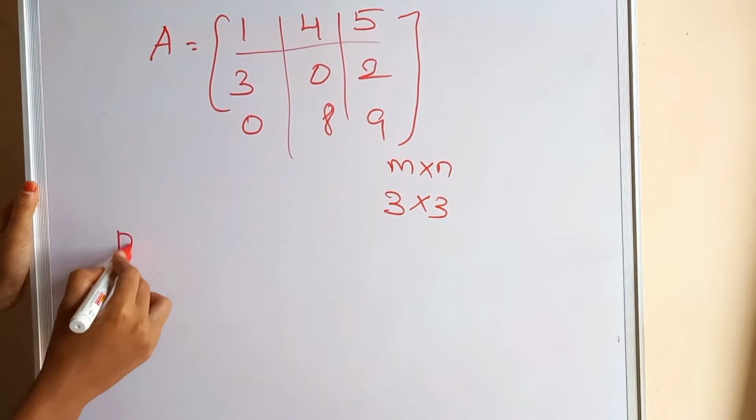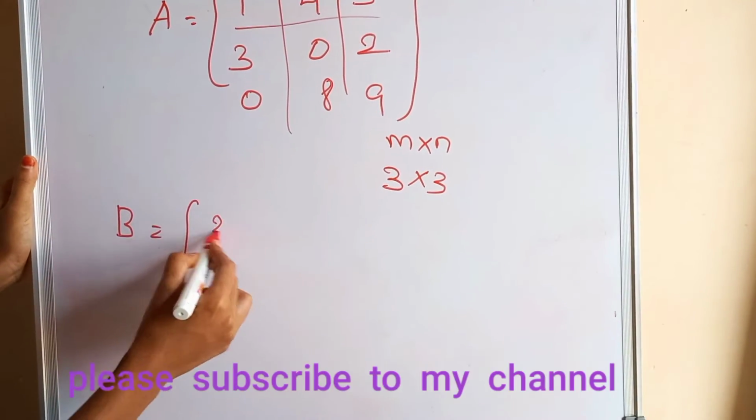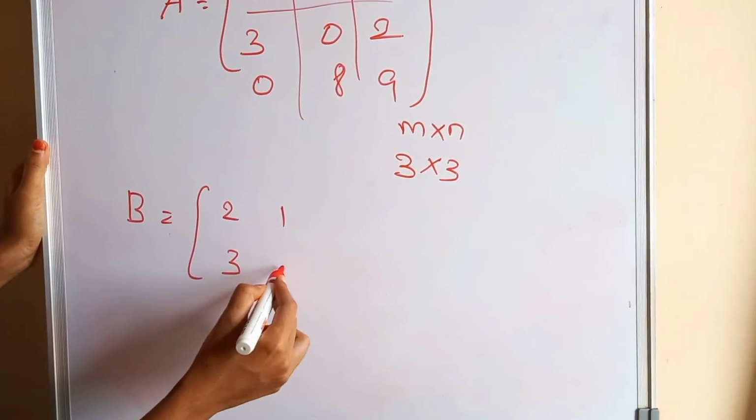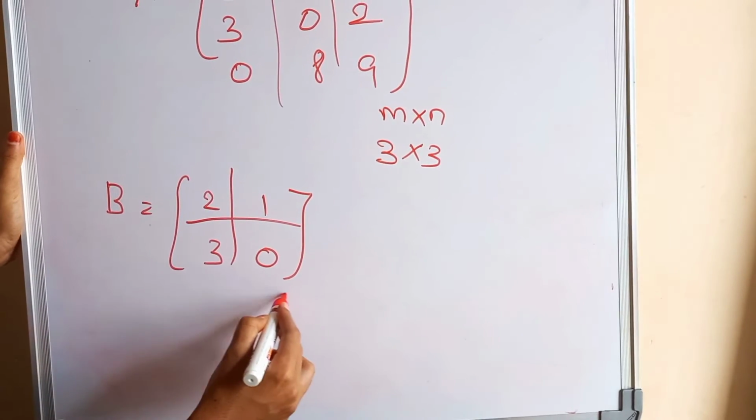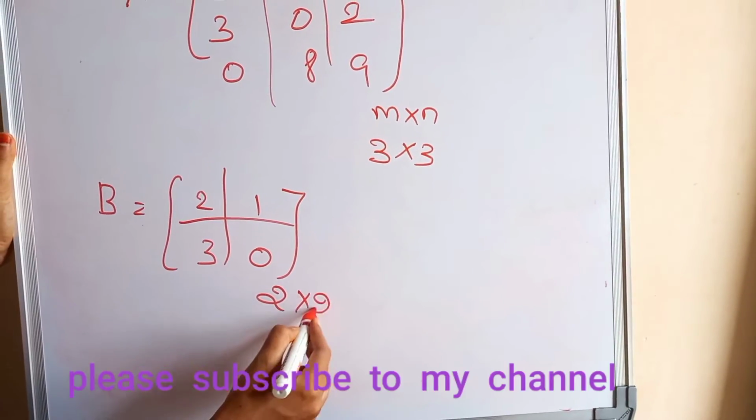Let us see another example. 2, 1, 3, 0. It contains 2 rows and 2 columns. So the order of the matrix is 2 by 2.